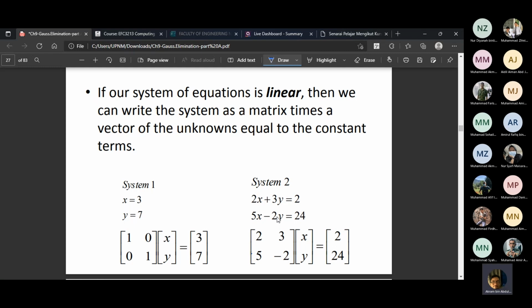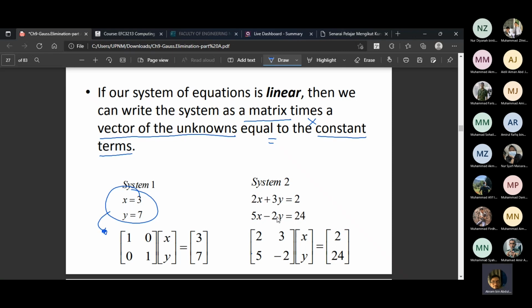So macam mana nak tulis dia? So kita mesti ada matrix darab vector of the unknowns darab sama dengan constant terms. So maknanya kat sini, kalau contohnya in system number 1, kita ada x equal to 3 and y equal to 7. So we can write these two equations into matrix.